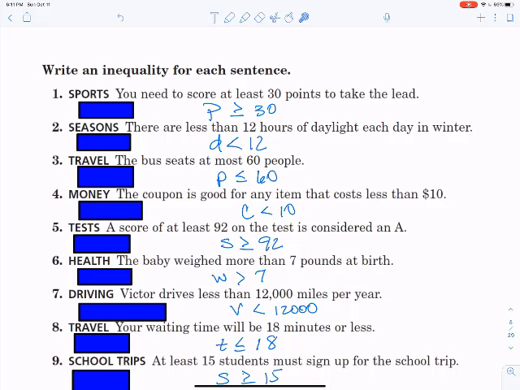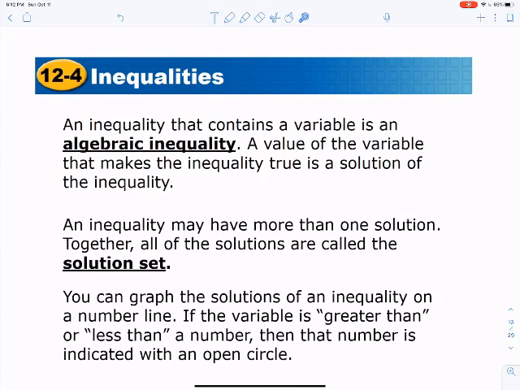Now the next thing that we're going to do is talk about graphing. So let's do that. We've got a couple more definitions. It says an inequality that contains a variable is an algebraic inequality. Please write that statement down. An inequality that contains a variable is called an algebraic inequality. A value of the variable that makes the inequality true is a solution to the inequality.